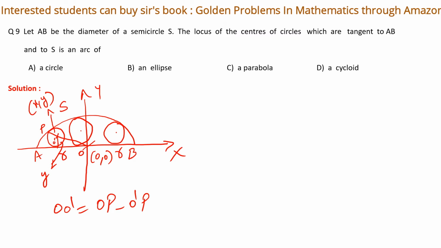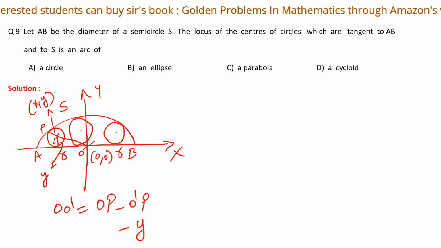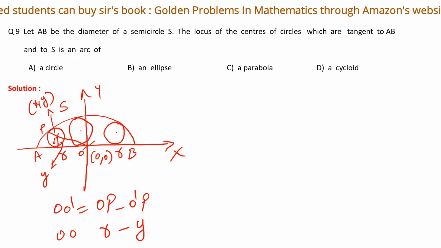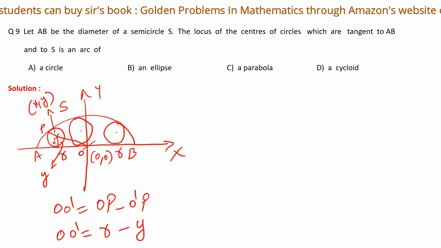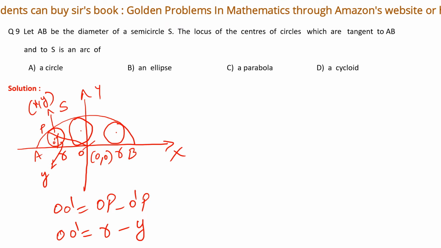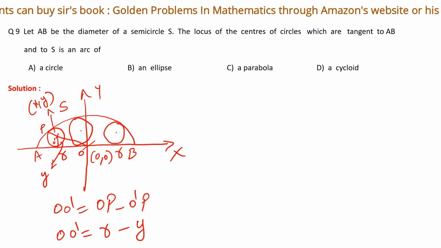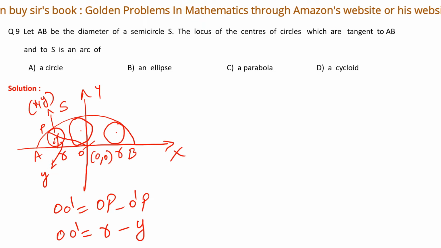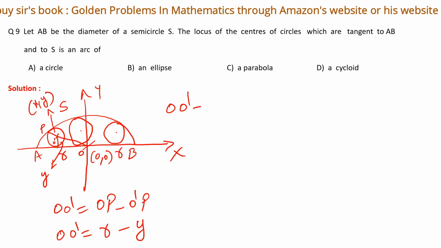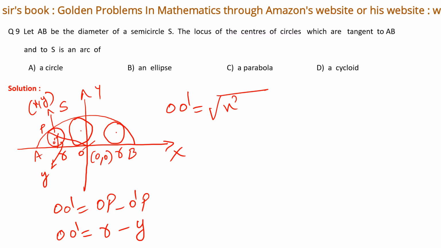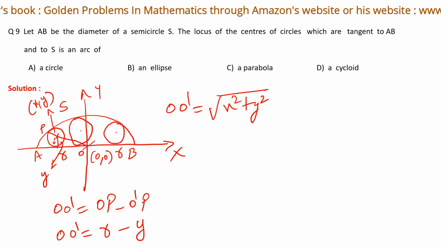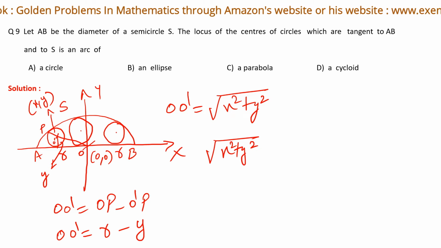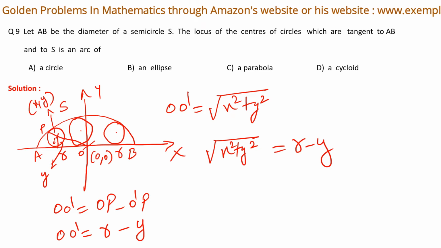Now O dash P is going to be y, OP is r. So that means OO dash comes out to be how much? R minus y. But O dash also represents the distance of origin and O dash. Since the coordinates of O dash are x comma y, so OO dash I can write as square root of x square plus y square. Right? So that means if I equate square root of x square plus y square with r minus y, what do I get?